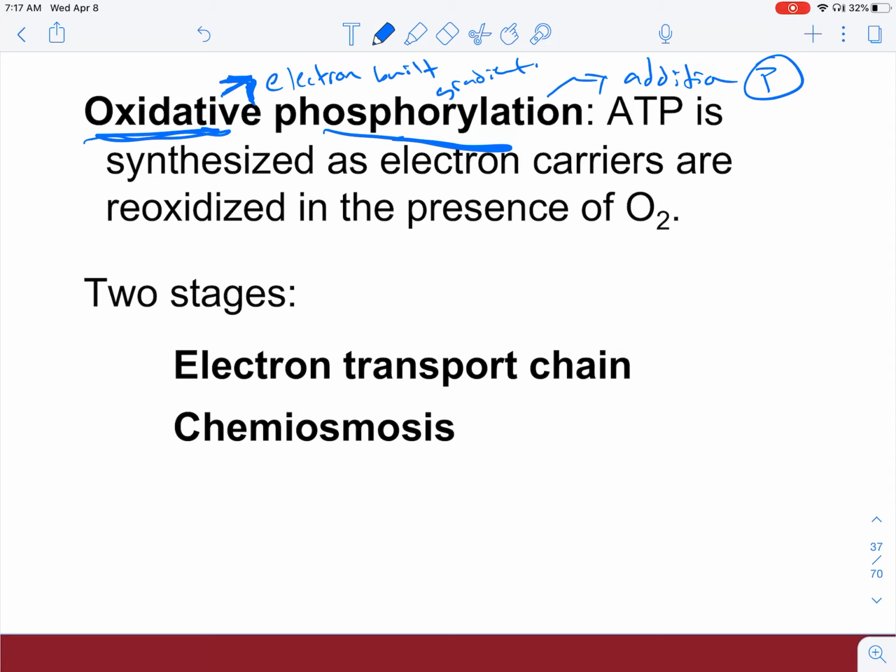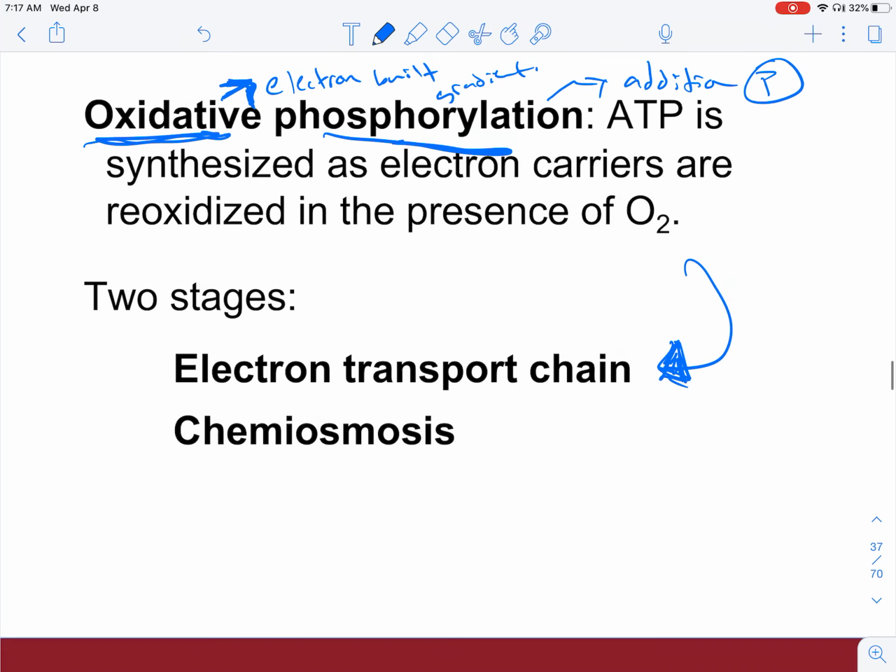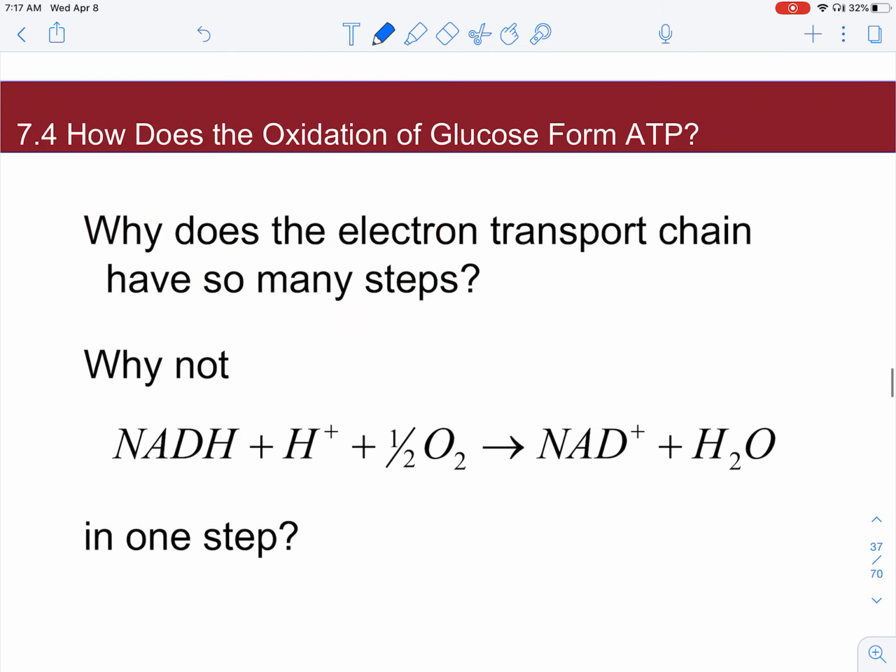So, two parts of this. One is the electron transport chain that we just went over, and then there is the actual use of the chemical gradient, the proton gradient here. We call that chemiosmosis, and we'll see why in a second.